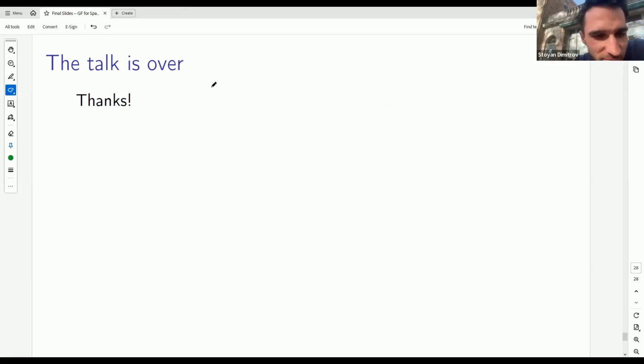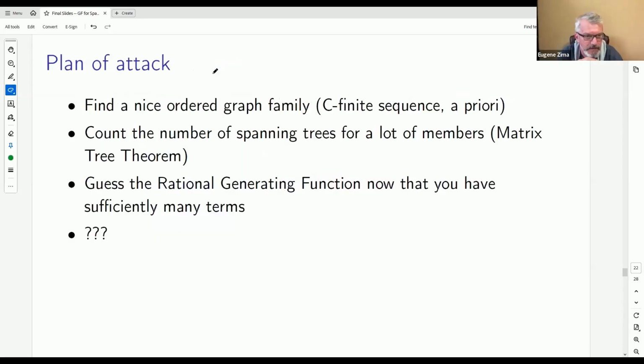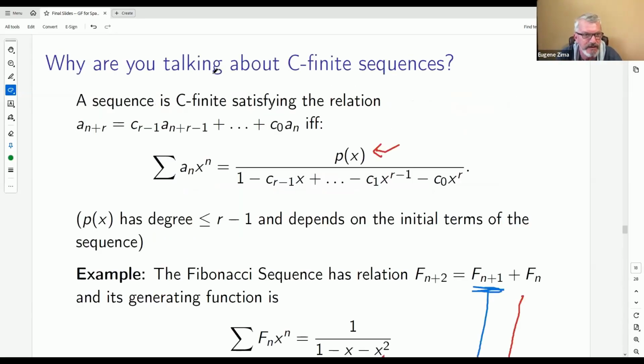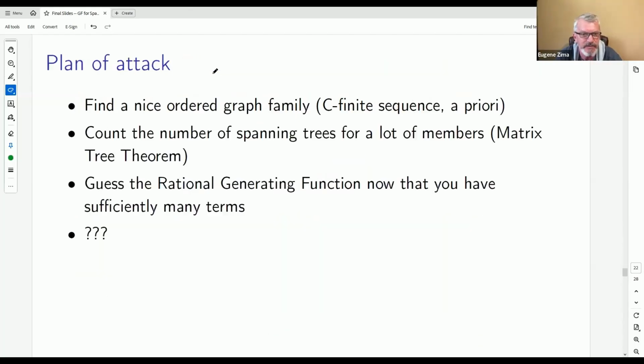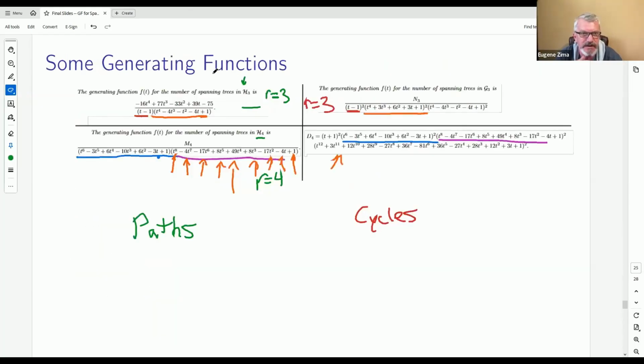Yeah, can I ask a question? Your denominator of the generating function has multiple factors, right? For C-finite sequences, this might also mean that your linear recurrence operator with constant coefficients actually factors. So my question is, is it the case?